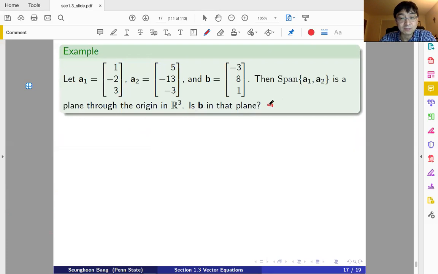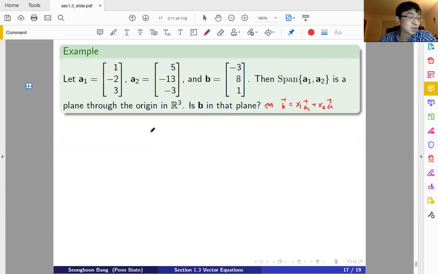What is the exact meaning? The exact meaning is that vector b is a linear combination of vectors a1 and a2: constant x1 times vector a1 plus constant x2 times vector a2. If vector b is a linear combination, then vector b is in that plane. But if vector b is not a linear combination, then b is not in that plane. That's the whole idea. So what does it mean?